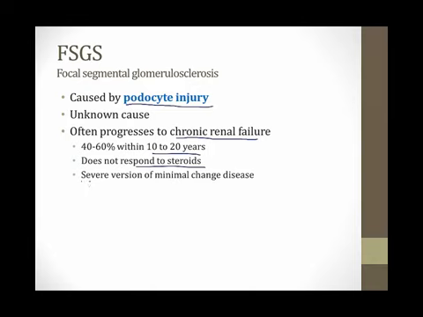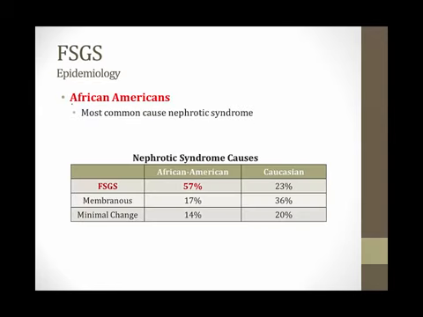And as I just said, a severe version of minimal change disease is an easy way to remember many of the features of FSGS. FSGS is particularly common among African Americans. It's the most common cause of nephrotic syndrome in this demographic. Shown on the table on the screen are the causes of nephrotic syndrome among African Americans and Caucasians. In the African American group, FSGS is the most common cause. Among Caucasians, the most common cause is membranous nephropathy, which we'll talk about in a few slides.